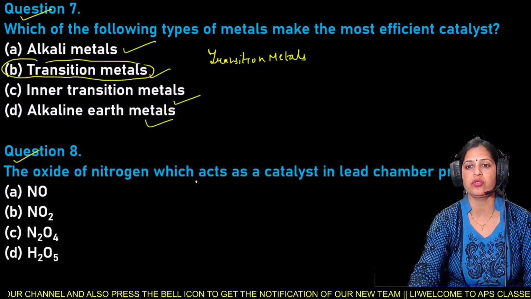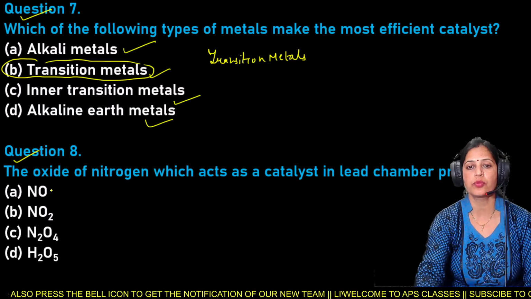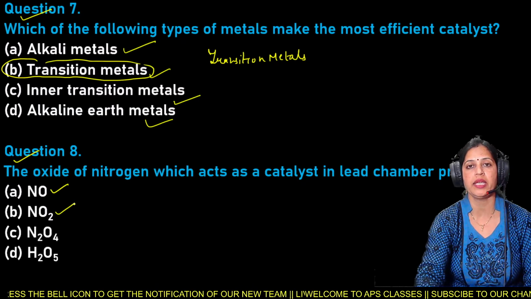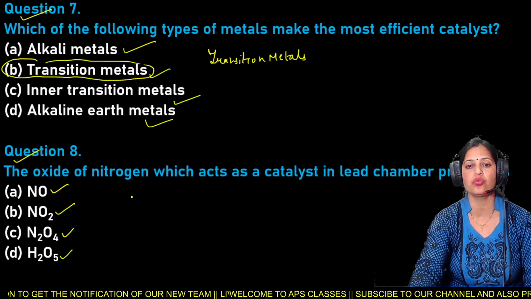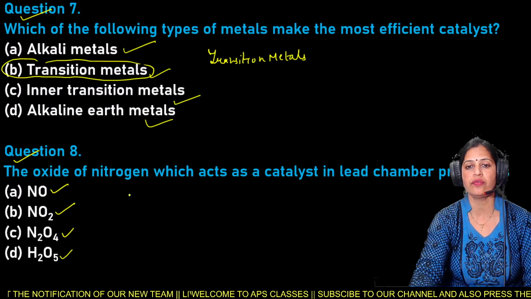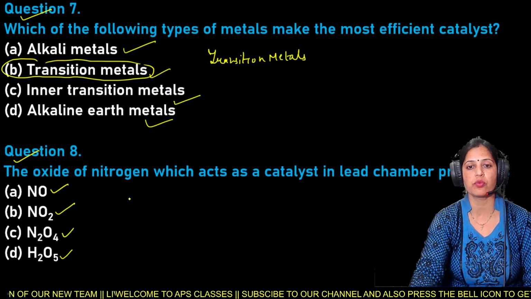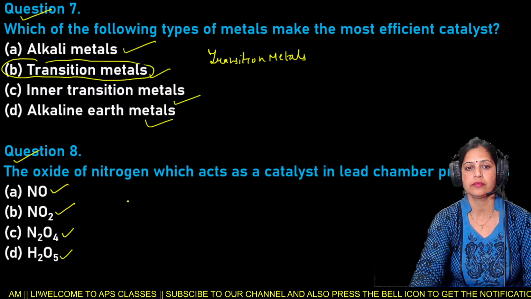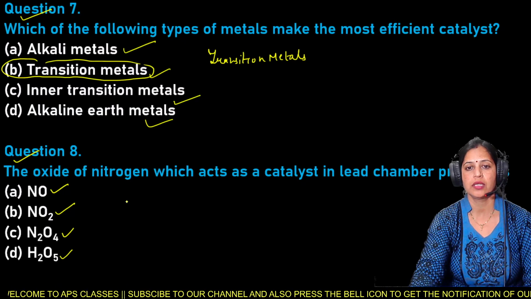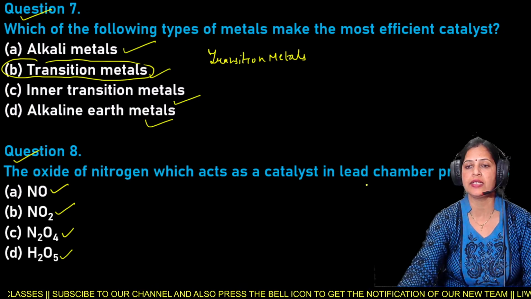The oxide of nitrogen which acts as a catalyst in lead chamber process. Options are A NO, B NO2, C N2O4, and D N2O5. The oxide of nitrogen which acts as a catalyst in lead chamber process. It is question number 8.